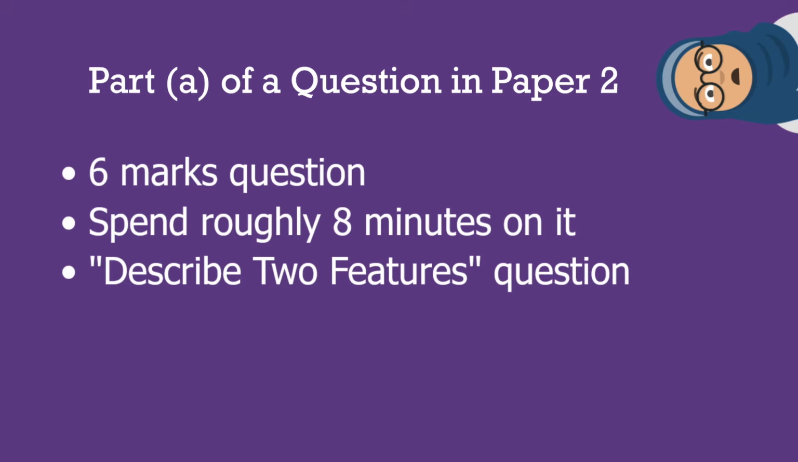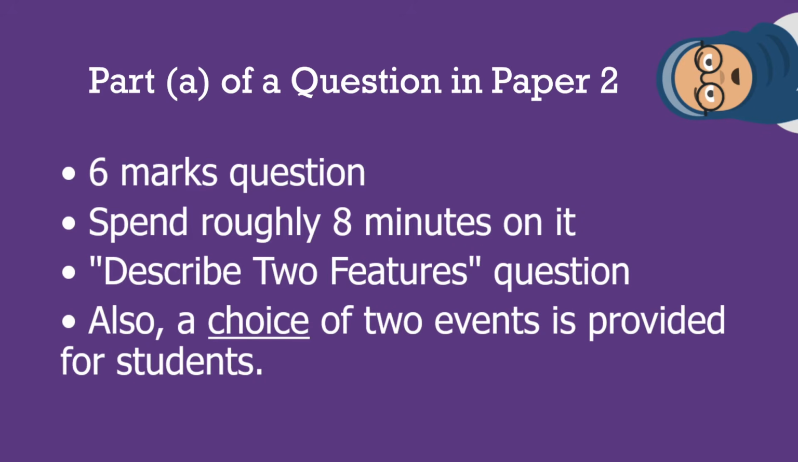That's what I call it, so that I can remember what this question assesses. It basically asks you to describe 2 prominent features of an event or an occurrence, based on whatever country you're answering about. So of course, there is an option of 2 events provided for students, which makes it easier. For example, they'll ask you to describe 2 features of this event or that event.